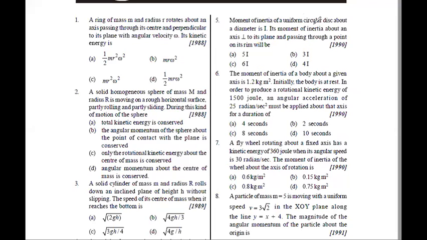Now next, question number 5. Moment of inertia of a uniform circular disc about diameter is I. Its moment of inertia about axis perpendicular to its plane and passing through a point on its rim will be. Tell me, this is based on parallel and perpendicular axis theorem, right? This is a simple problem based on both perpendicular and parallel. What's the answer? Tell me. Anushri, Gauri, Himashri, Abhishek, Shrishti, Uday, tell me.